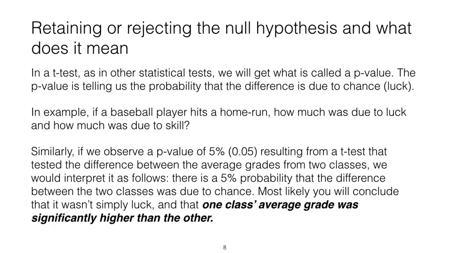Think about it. Similarly, if we observe a p-value of 5%, so you'll see a p-value coming out from the test of 0.05, we would interpret it as follows. There is a probability of 5% that the difference between the two classes, think about the example of 89 versus 87, those two means, was due to chance. There's a 5% probability that it's just luck. Most likely, you will conclude that it wasn't simply luck and that one class's average grade was significantly higher than the other.